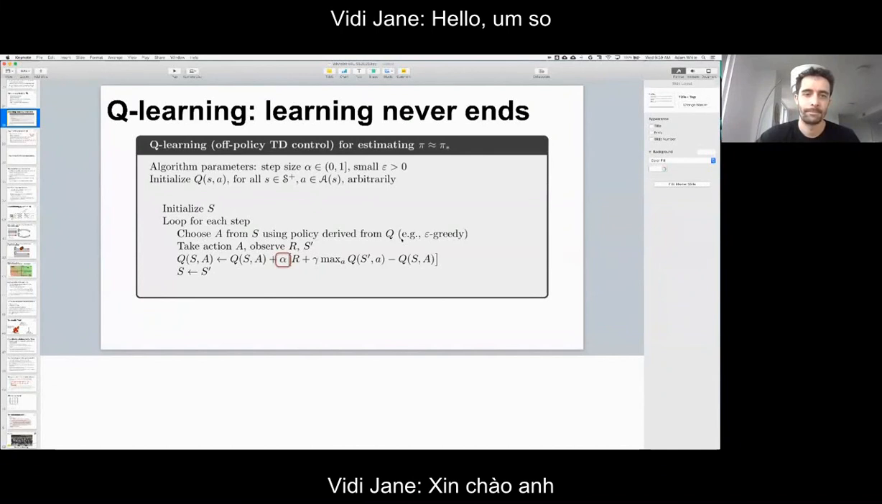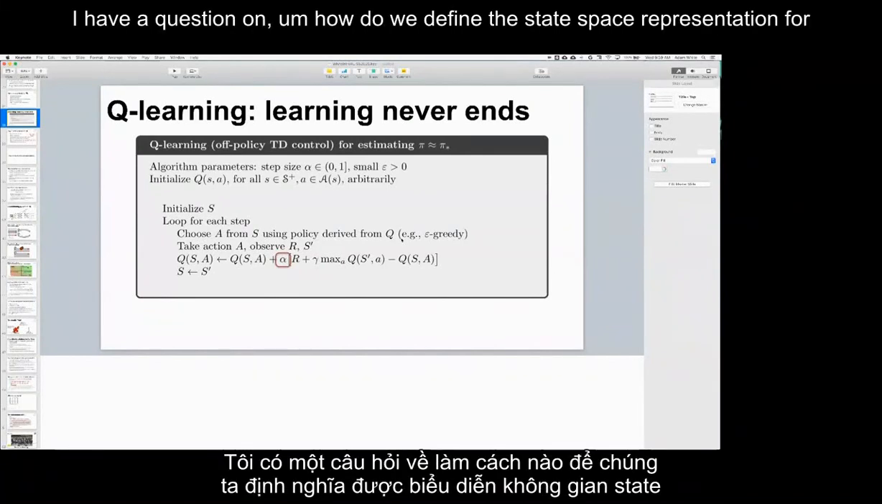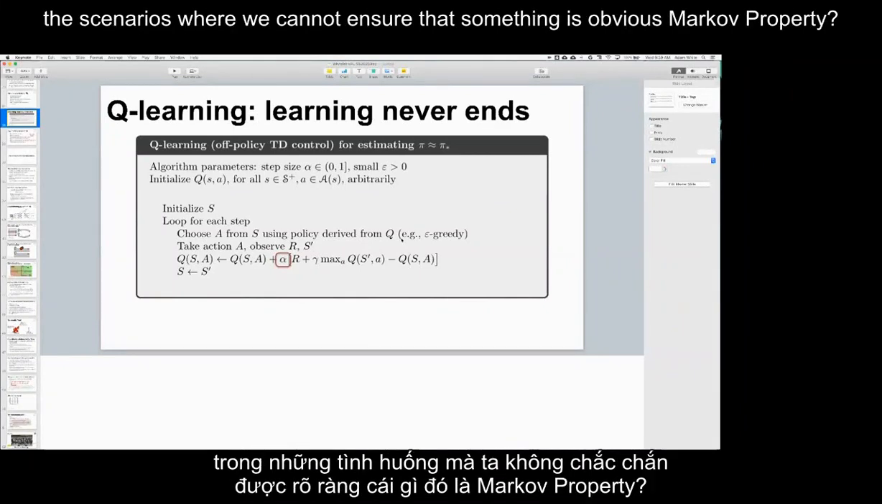Hello. Hi. So I had a question on how do we define the state space representation for the scenarios where we cannot ensure that something obeys the Markov property?